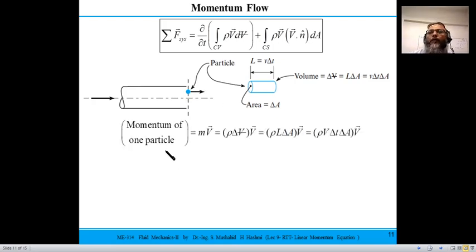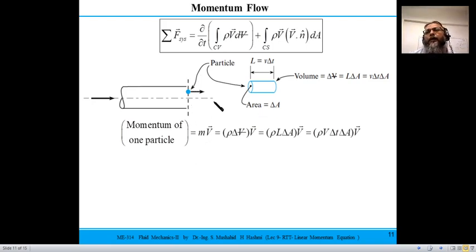Let's say I'm interested in the momentum of this one particle, just focusing on this one particle. For simplicity, I make it a bigger size so that I can appreciate that it has a certain volume and area. Its momentum would be the mass of that particle times the velocity of that particle. As I know, mass is density times volume, and the volume is this length times area, where the length is velocity times the time elapsed, delta t. So this equation represents the momentum of one particle that is crossing the surface.